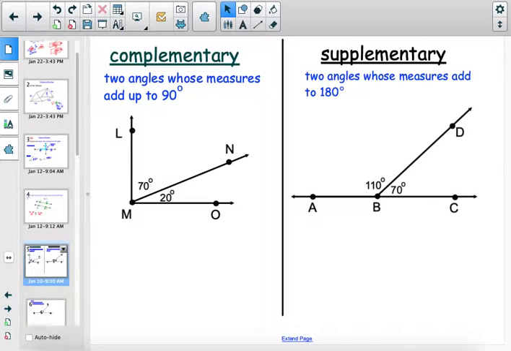Alright, so what they're gonna do is they're not gonna give you all these angles. They're gonna make one of them be an X and see if you can figure it out. So let's try a couple examples like that.